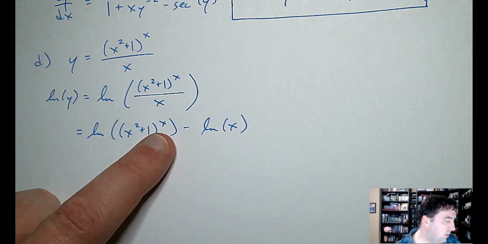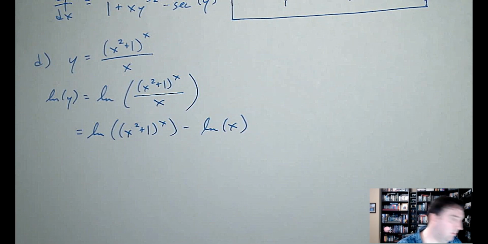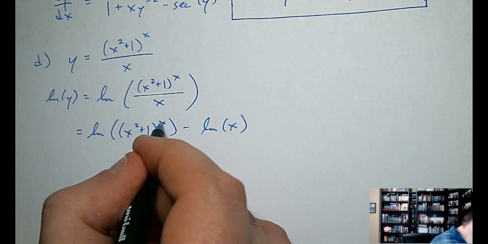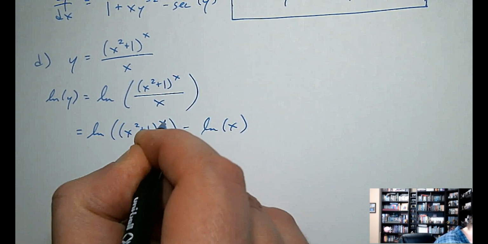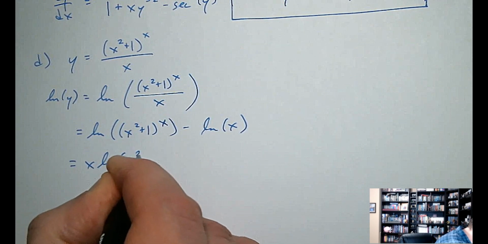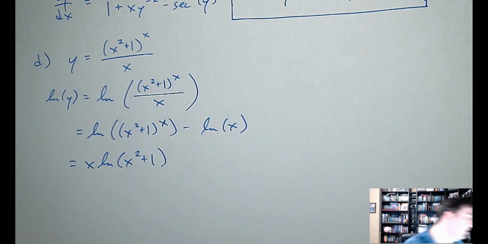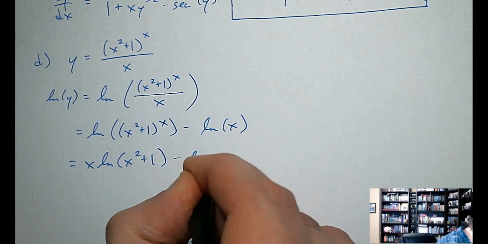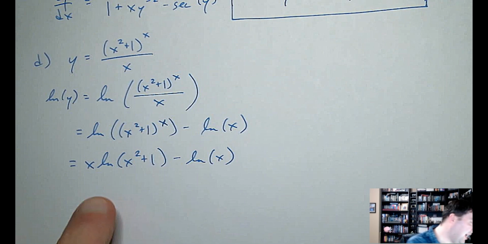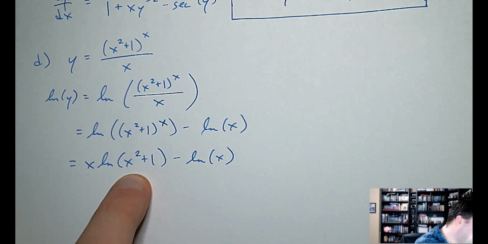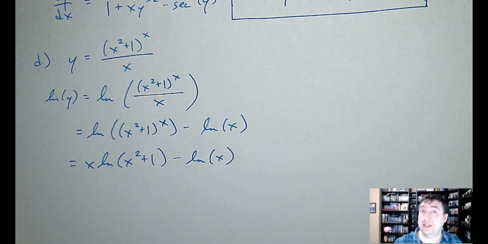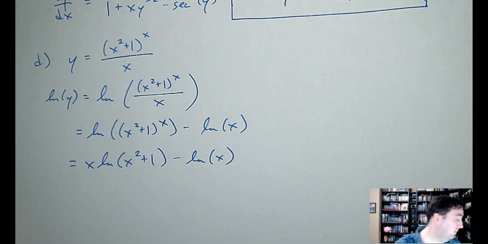But the first term, that's got that x as a power. That's how we recognize to use logarithmic differentiation in the first place. So properties of logarithms say we can take that x and we can bring that down front. So we've got x times the natural log of (x squared plus 1) minus the natural log of x. And that's as simple as we can make this right-hand side, because the only thing we've got left here is that it involves the natural log of a sum, and there's no property that lets us simplify logs of sums.